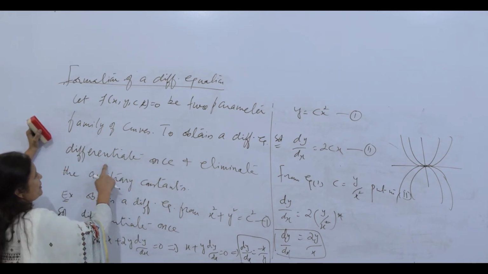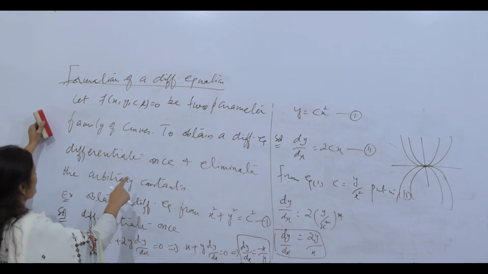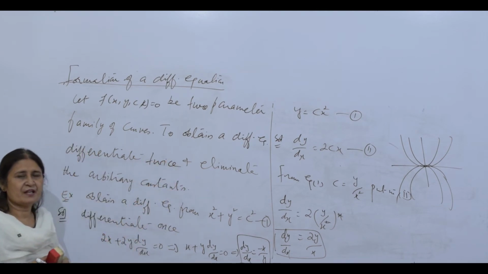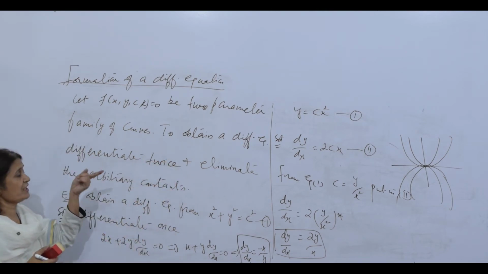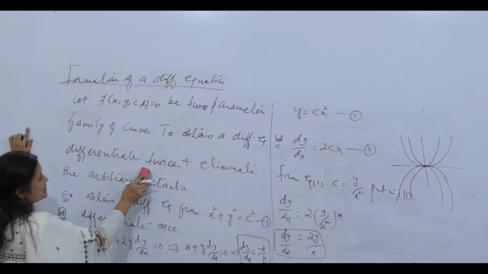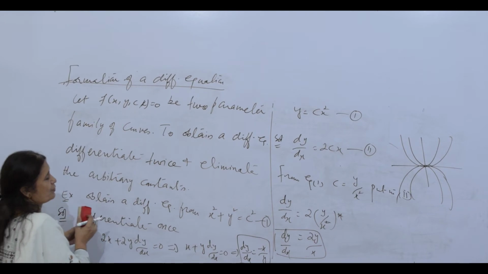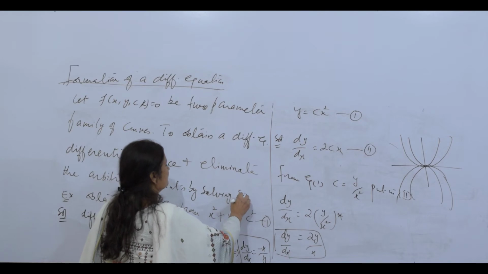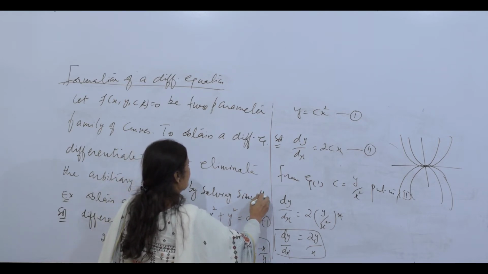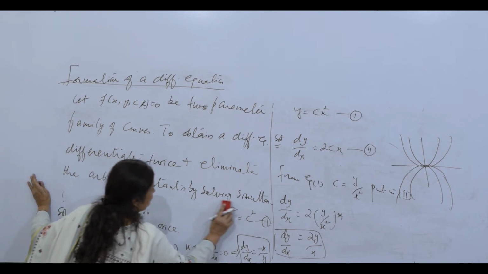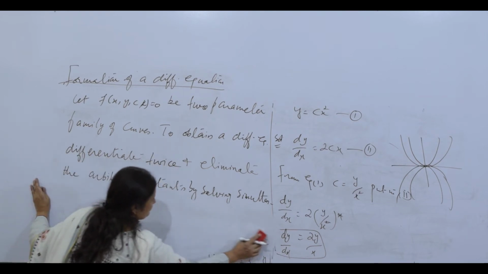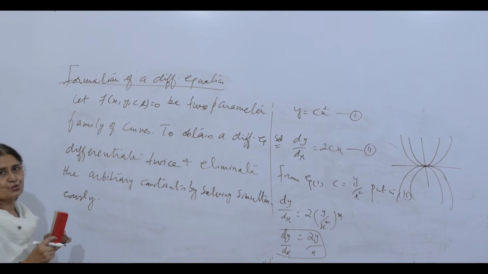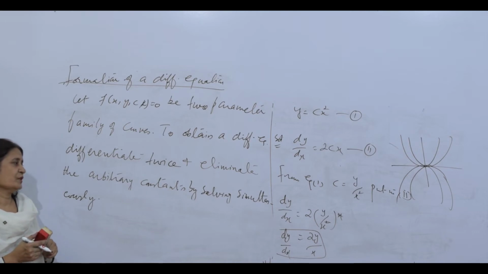To obtain a differential equation, differentiate twice. And if you have three constants, you have to differentiate thrice, and so forth. Differentiate twice and eliminate the arbitrary constants by solving simultaneously.